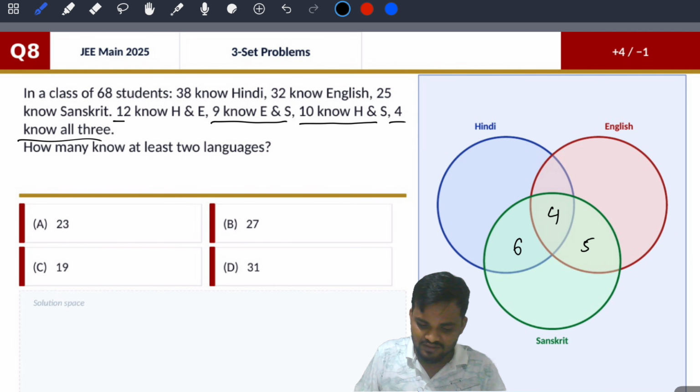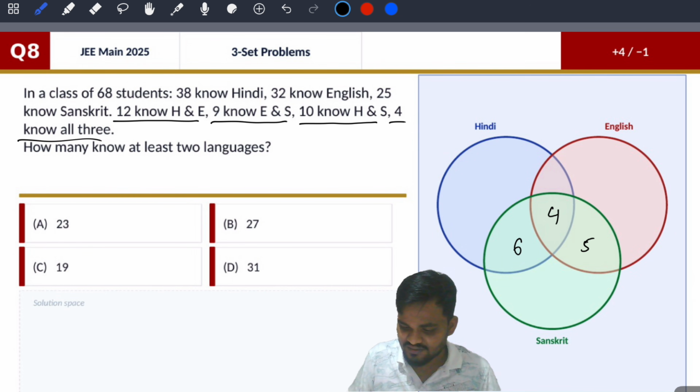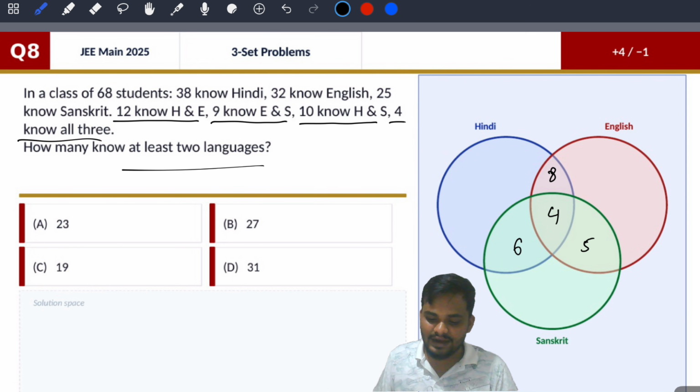Then 12 know Hindi and English. Hindi and English become 12. Out of 12, 4 are already taken. That means this is 8. So the question is asking at least 2 languages.